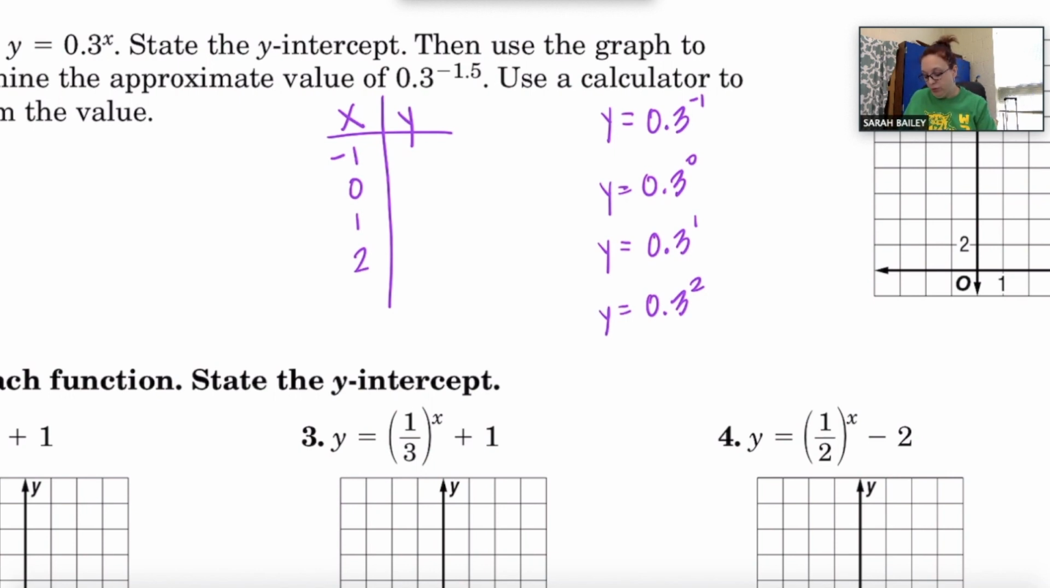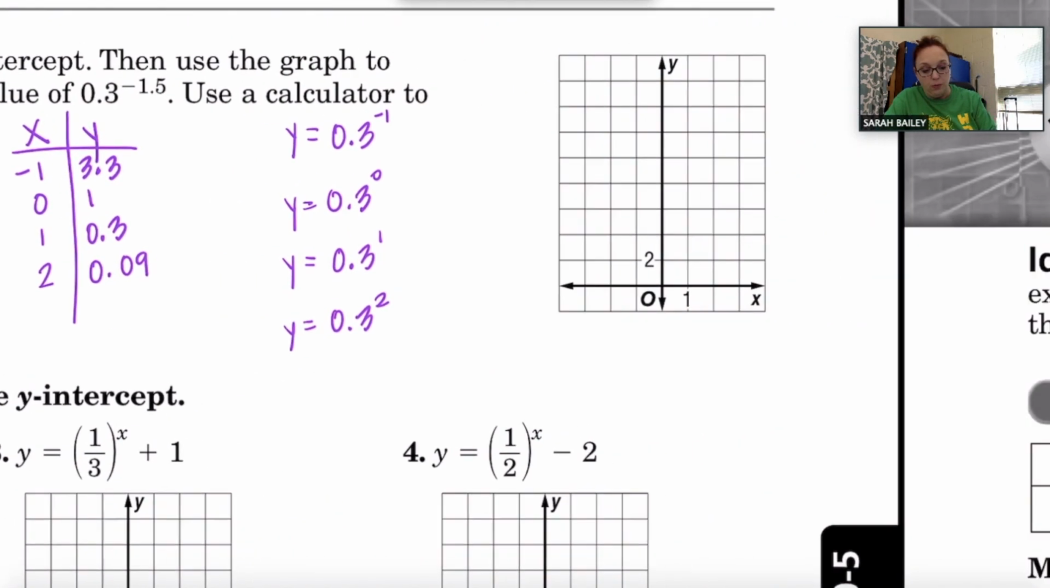Okay, so 0.3 to the negative 1 gives me 3.3 repeating. So I'm going to estimate it as about 3.3. And then I know any number to the 0 power is always 1. Any number to the first power is that number. And then I'm going to do 0.3 squared, and that gives me 0.09.